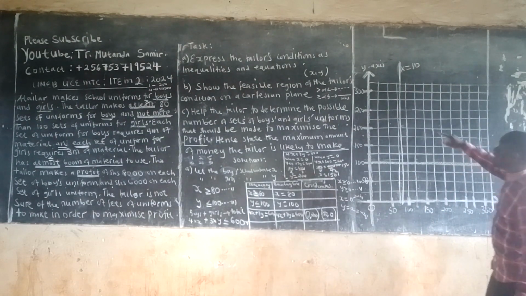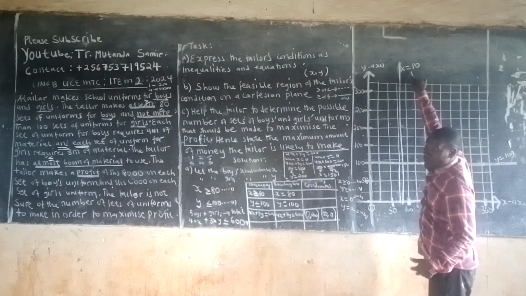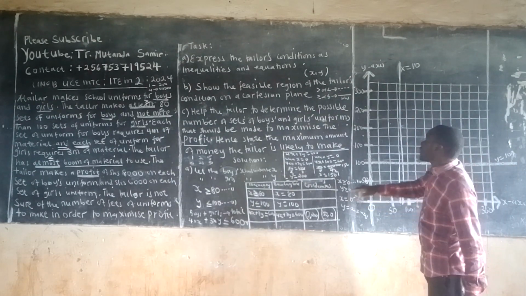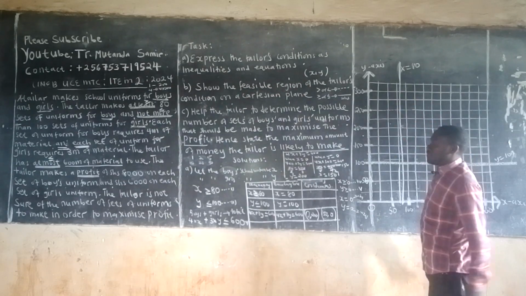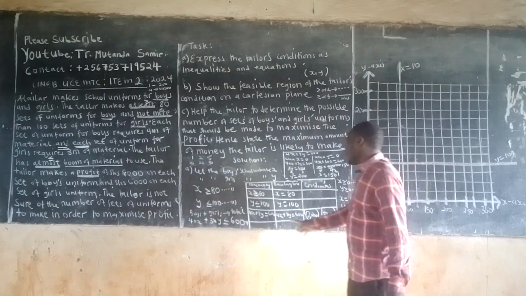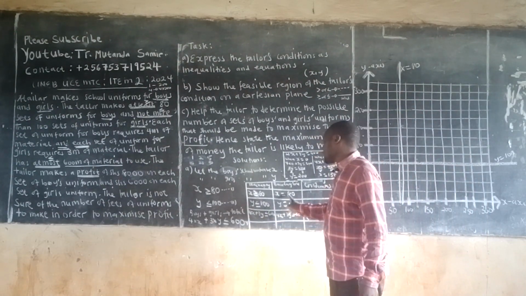Always name the line. And when you're naming, we use an equal sign, not an inequality. Be careful. Once you use an inequality here, you lose the marks. All right, so we're having this. I'm done with this.